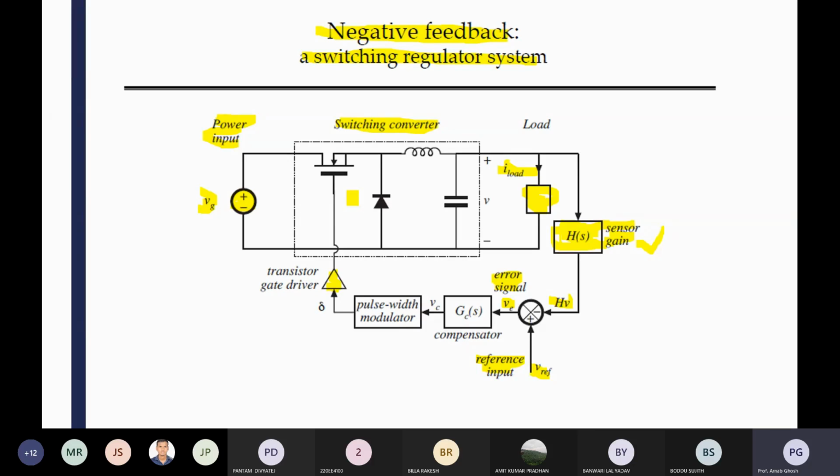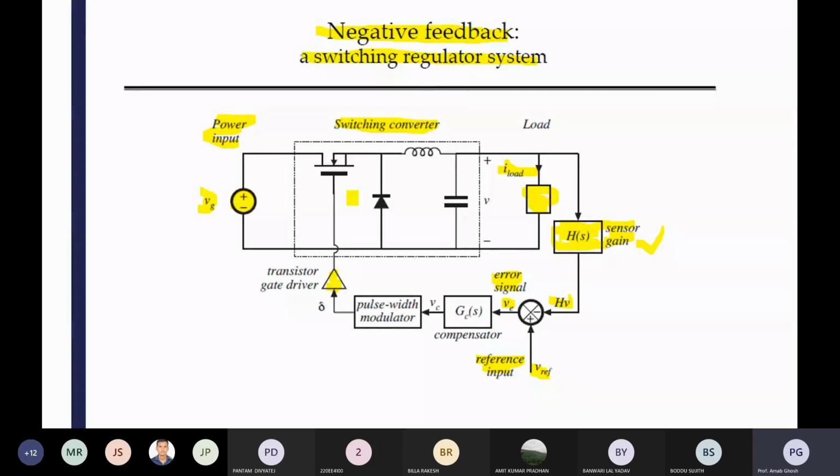Otherwise, if there is any fault in your power circuit, that fault current will flow into your control circuit, which can damage your costly controller. So that's why you have to provide some isolation. That's the basic motivation for using the transducers on your output side.